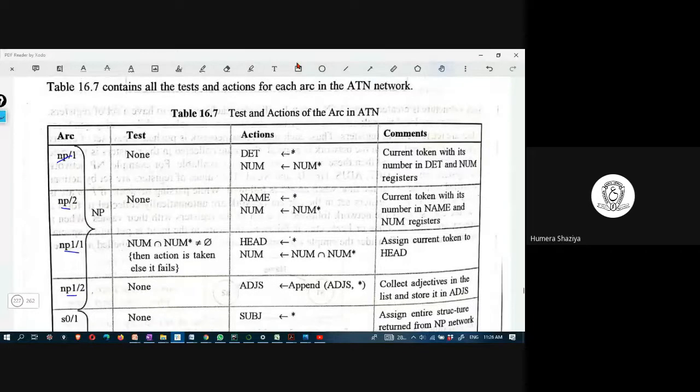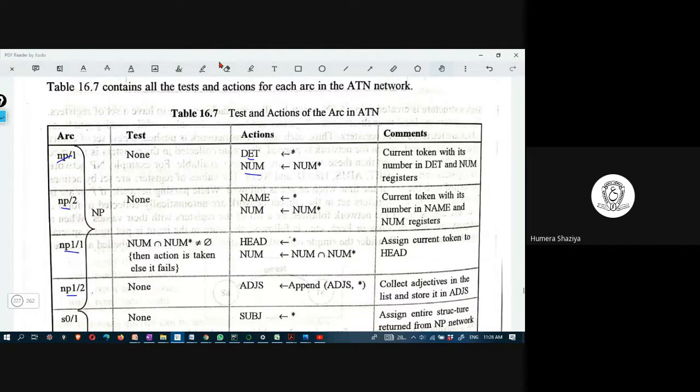So NP1 oblique 1: test is none. Actions: determine if it finds a determiner, current token with its number in determiner and number registers. This number you store in a register, and then when there is a determiner, that number is stored in, let us say, one determiner. In the num register you store the determiner with its number.